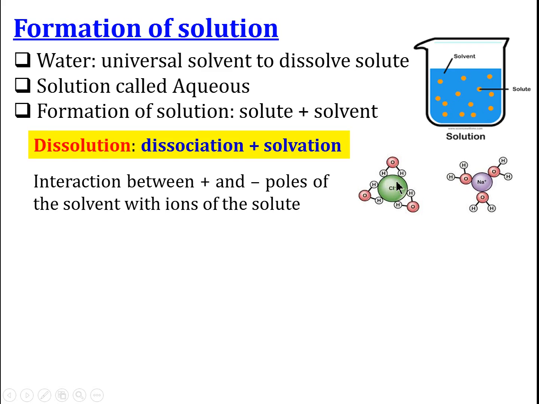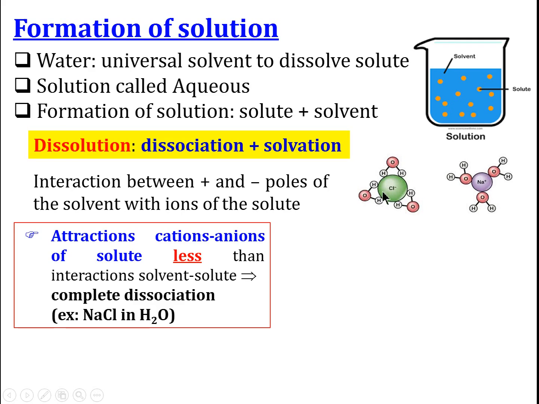So we will have two types of interaction. We will have attraction Cl minus Na plus, and we will have interaction Cl minus solvent and Na plus solvent. If the attraction between Cl minus and Na plus is less than the interaction between the ions and water, in this case, Na plus will dissociate from Cl minus and we will have dissolution of NaCl.